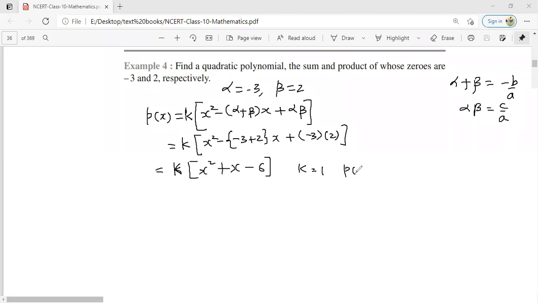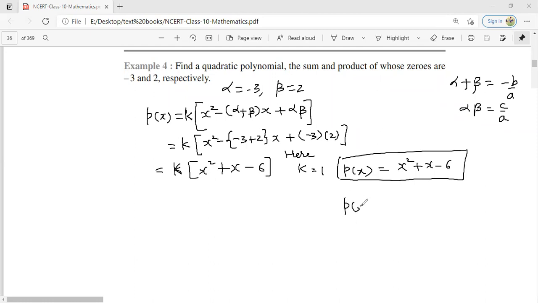So here k is equal to 1. We get p(x) is equal to x square plus x minus 6. So this is the polynomial we made with the given alpha and beta. If you put k equal to 2, if you multiply by any number, it will give the same result, the same zeros. Zeros will be the same. If you multiply this by 2, the result will be the same. So that's why we are putting k, and at last you can put the value of k as 1. In most cases, you can put the value of k as 1.